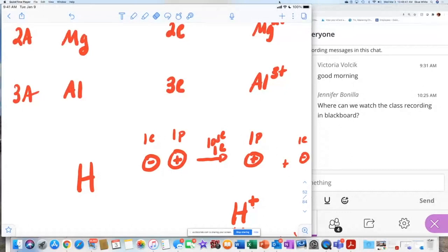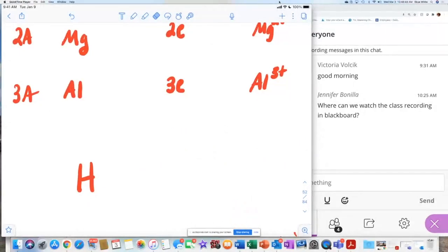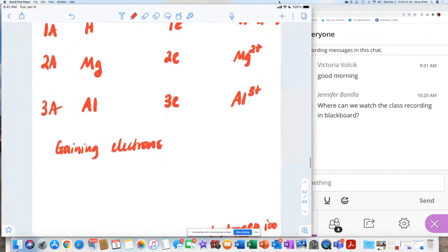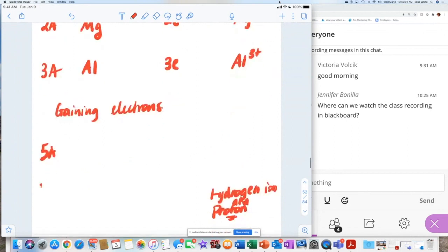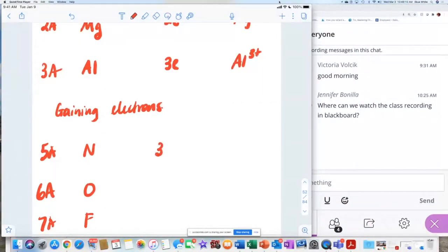Okay. Now I'm going to do the opposite part and show you the reverse, which is the ones that are gaining electrons. So for ones that are gaining electrons, I'll go with the opposite group, which is 5, 6, 7. Group 5A, group 6A, group 7A. So with this one here, I'll go with 5A is nitrogen, 6A is oxygen, 7A is fluorine. This one gains 3. This one here gains 2. This one here gains 1.